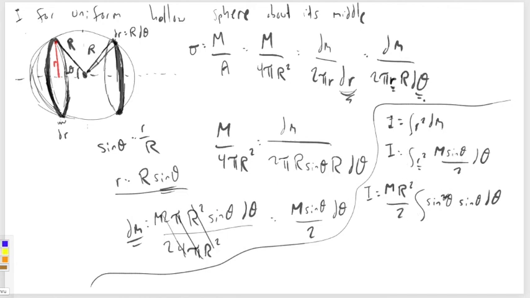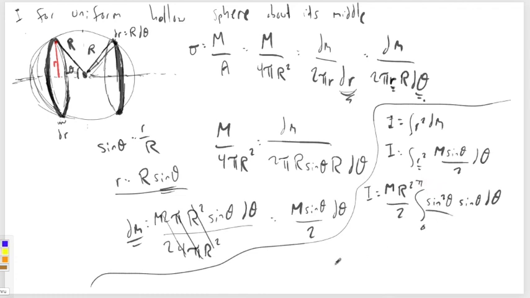And now what I can do is use a trig property. Oh, and what are my bounds of integration? Well, think about this theta. In order to get the whole sphere, I need to sweep it out from an angle of 0 to an angle of pi. So my bounds will be 0 to pi.